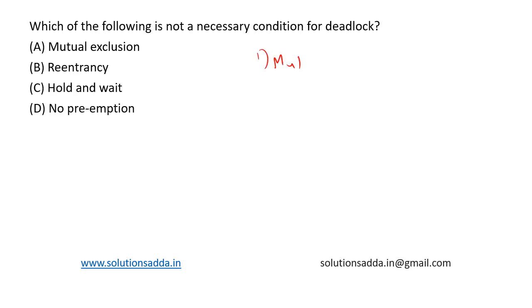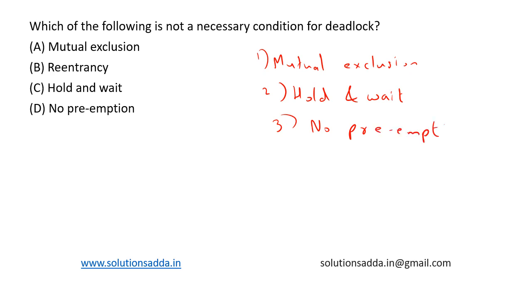We should have mutual exclusion, hold and wait, no preemption of resource, no preemption, as well as circular wait. These are the four necessary conditions for deadlock. So based on the options, option B is not a necessary condition, that is reentrancy, and it is not a necessary condition for deadlock, and option B is the right answer.